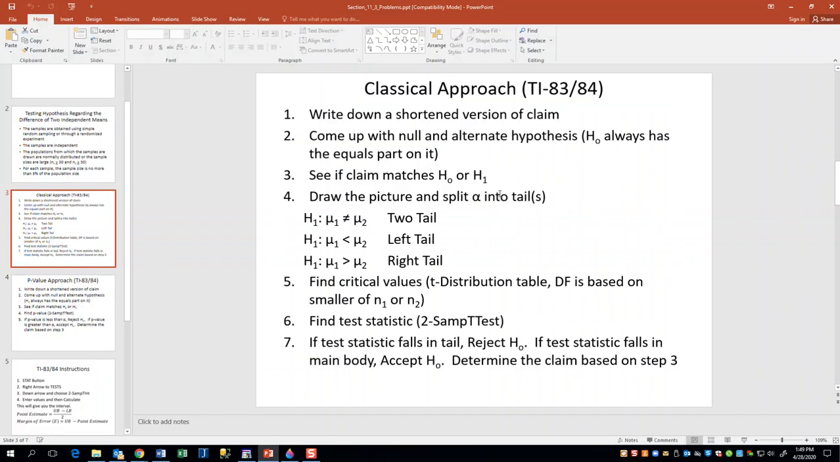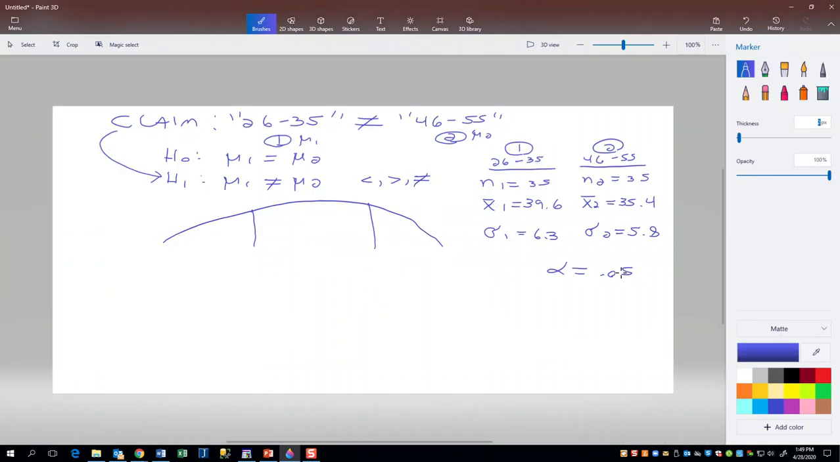Draw the picture and split alpha into the tails. Now alpha is 5%. I got two tails, left tail and right tail. So I'm going to take that 5% and divide it by 2. And I put that in my calculator. 0.05 divided by 2, I get 0.025. And if 5% is in the tails, that means 95% is going to be the main body.